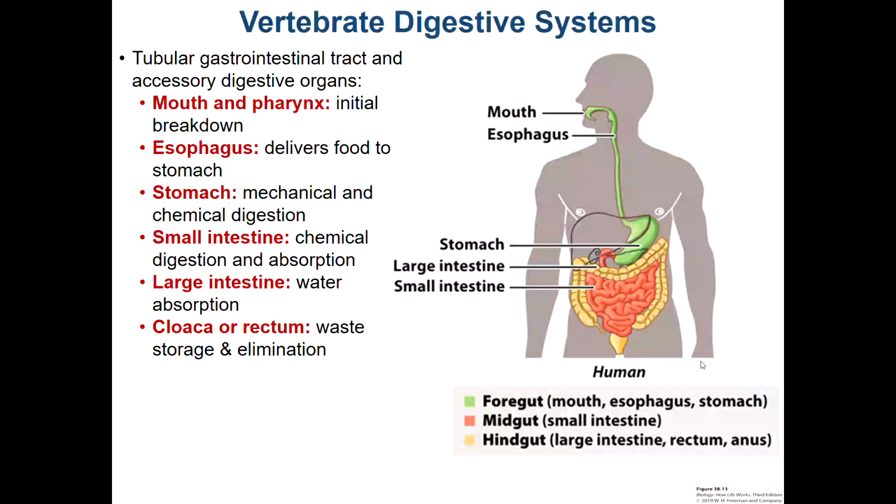The sole purpose of the esophagus is to deliver food to the stomach. The stomach then uses mechanical and chemical digestion processes to break apart food even further. We then have the small intestine, which uses chemical digestion and absorption of nutrients. Then we go to the large intestine, where we reabsorb water that we have used in the process of digestion. And then finally, the food goes to our rectum or our cloaca, and that's where waste storage happens until it is eliminated out through the anus.